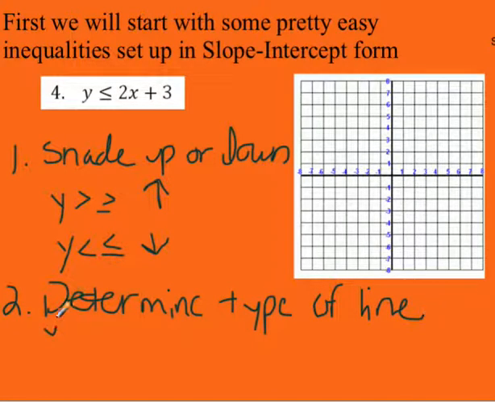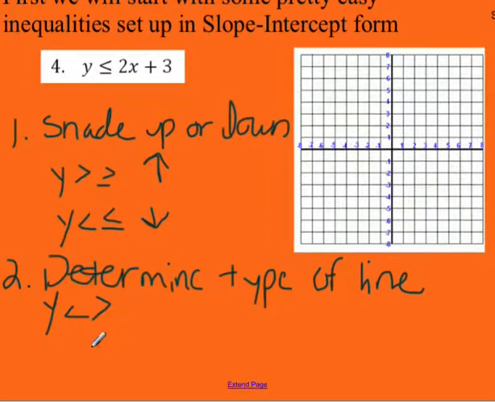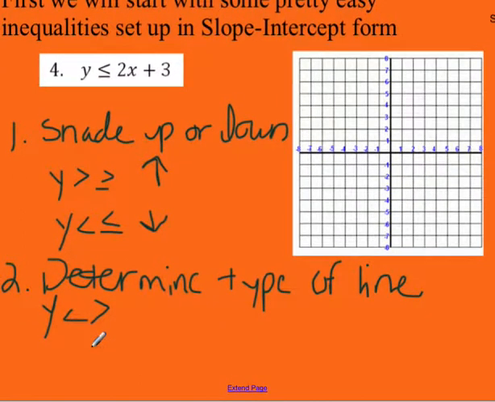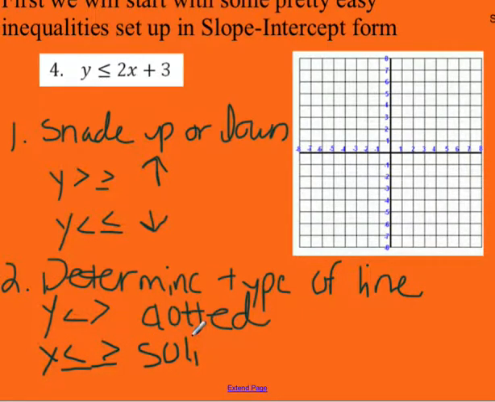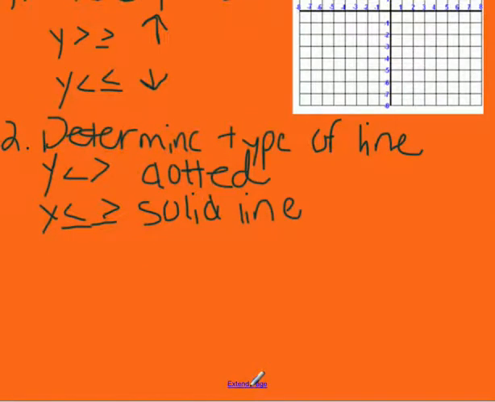So if I have y and it's either less than or greater than, and there's no solid line underneath, notice how there's no solid line underneath, then that would be a dotted line. Okay, and then if y has a line underneath, like so, then it would be a solid line. Now, these steps are all assuming that your line is in slope-intercept form. If it's not in slope-intercept form, then you need to go ahead and put it into slope-intercept form.